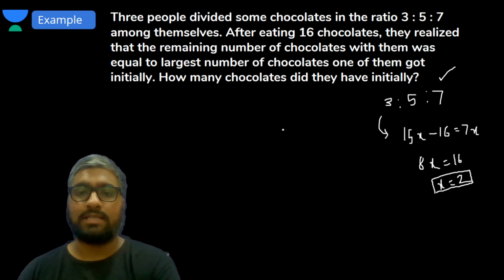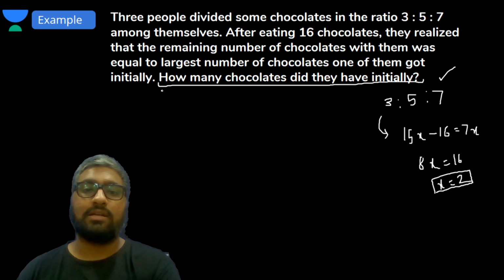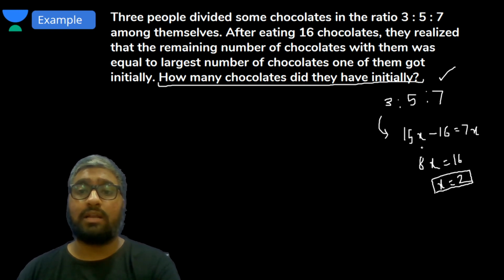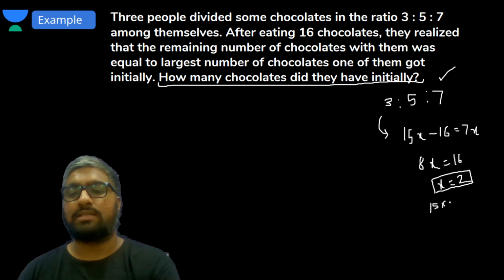Please be careful, guys. Do not end up giving the answer to your own question; give the answer to the question asked to you, right? So x is 2, which means we want to find out the total chocolates they had initially, which is what? 15x. So 15 twice is what? 30.